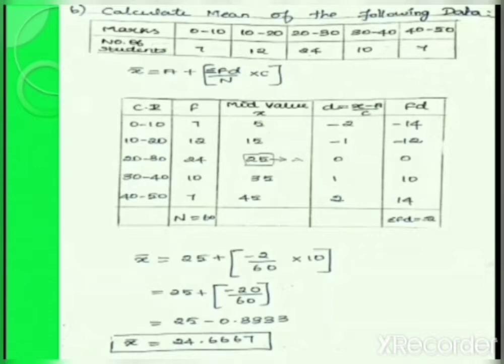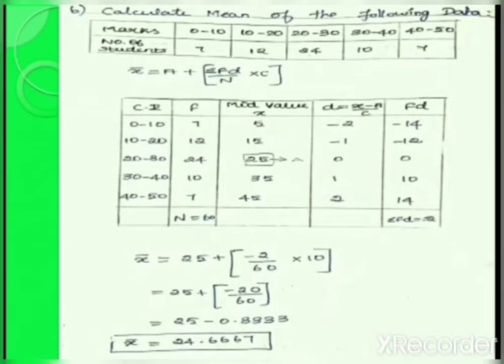In marks, we have data like intervals 0 to 10, 10 to 20, 20 to 30, 30 to 40 and 40 to 50. If the question is given in intervals, you have to use our continuous data formula: X bar is equal to A plus summation FD divided by N into C. Let us construct a table.